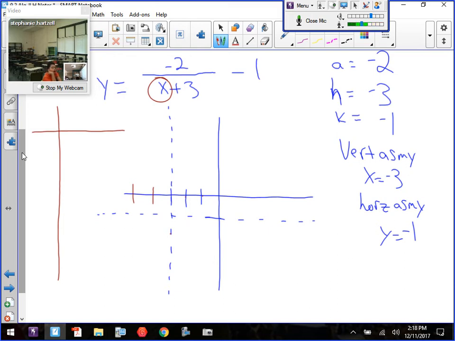What are two numbers bigger than -3? -2 and -1. Usually what happens is if you pick the two numbers to the left and to the right of your vertical asymptote, you're always going to get easy numbers to work with. Easy-ish. Right? So I pick -4. What's -4 plus 3? What's -2 divided by -1? 2. What's 2 minus 1? It's 1. So then at -4, that means I get 1.